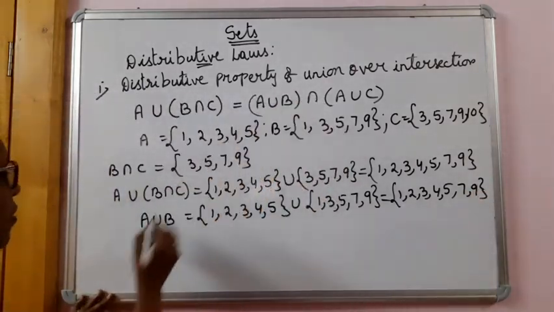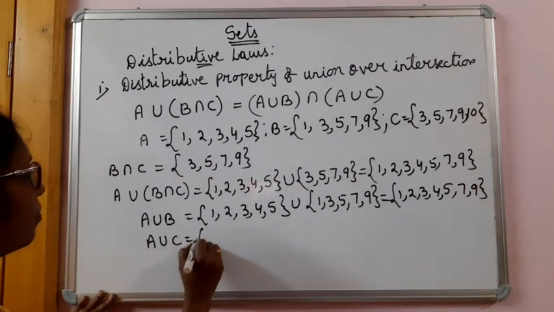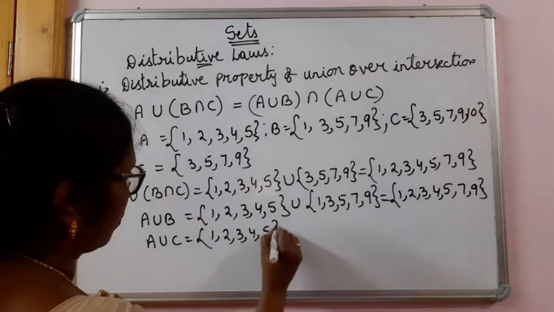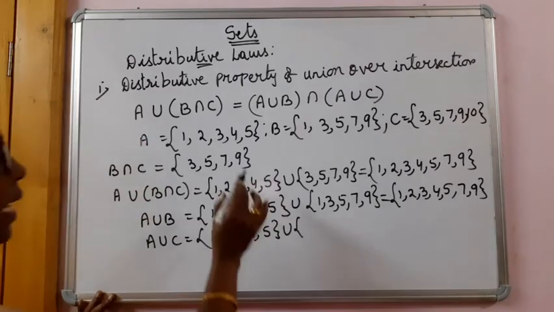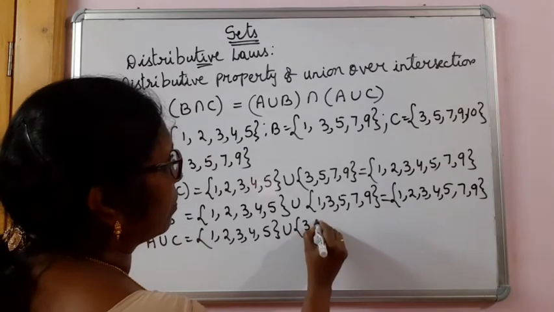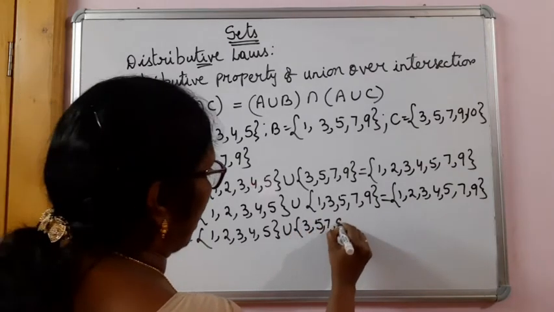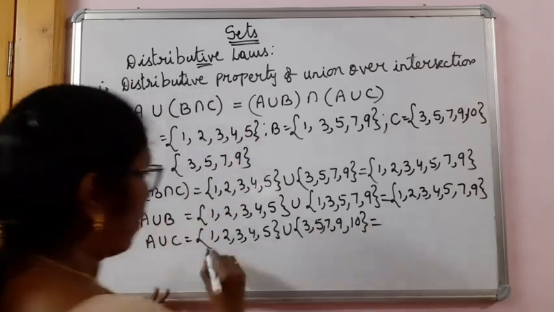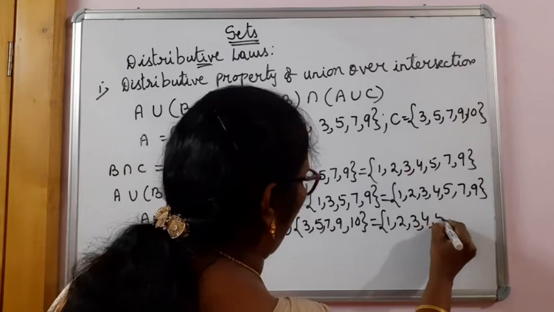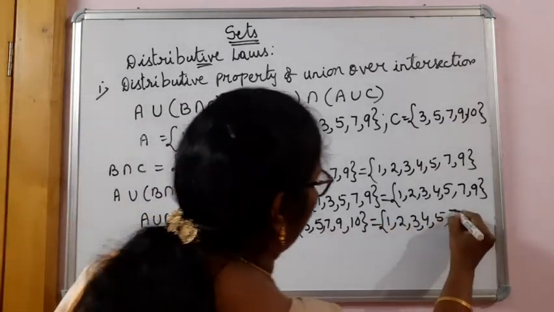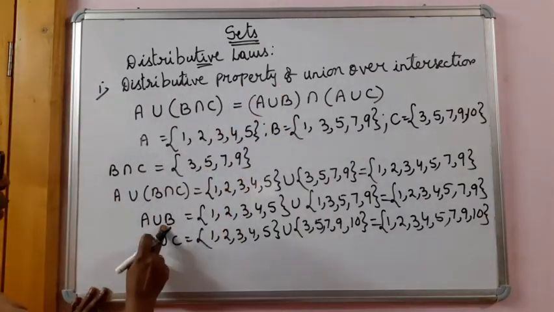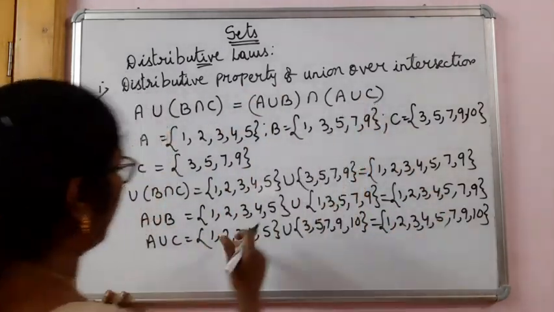Let me find A union C. A is 1, 2, 3, 4, 5, and union C, where C we have 3, 5, 7, 9, 10. When we do the union of these two, we get 1, 2, 3, 4, 5, 7, 9, 10. Now what is A union B, intersection A union C?